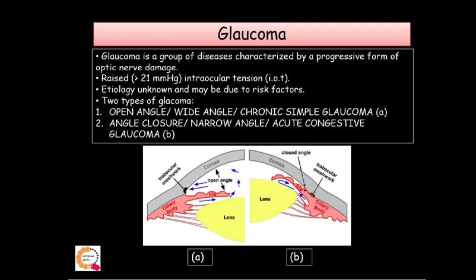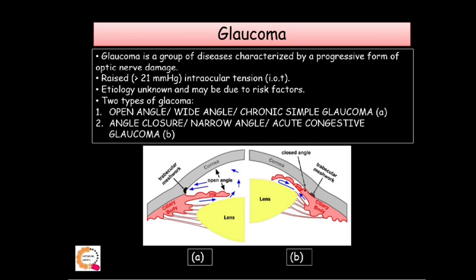So, what is glaucoma? Glaucoma is a group of diseases characterized by a progressive form of optic nerve damage, and it happens due to a raised intraocular tension, which is denoted as IOT, of more than 21 mmHg.